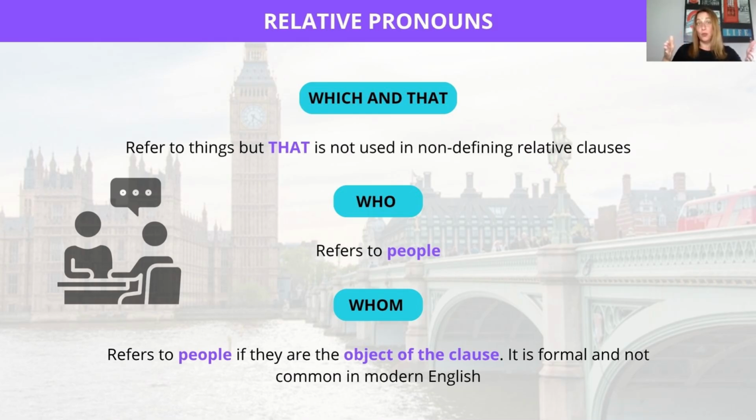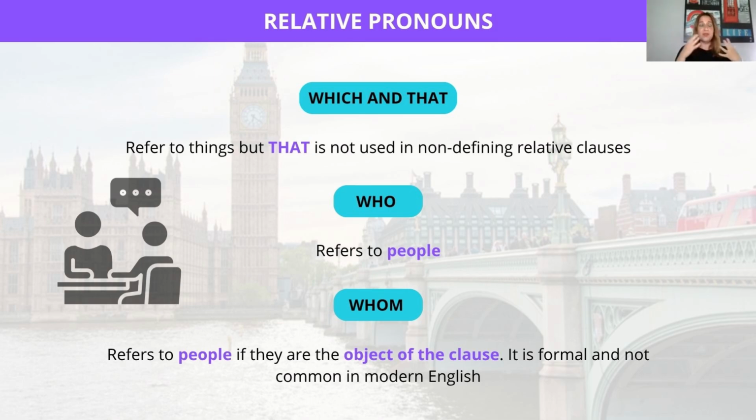When using relative clauses, we use relative pronouns, of course. So let's look at this. Which and that refer to things, but that is not used in non-defining relative clauses. We don't use that in non-defining relative clauses. Who refers to people, as we said before. The person who was standing on the bus was my father, for example. So who refers to the person. Whom refers to people if they are the object of the clause. It is formal and not common in modern English.